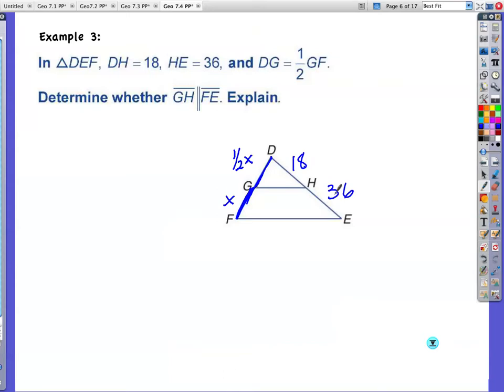Isn't this half of this? And this is half of this. So they have to be proportional. So I would just put in my own words: I say if this DH is half of 36 and DG is half of the GF, then they are both proportional and therefore my lines are parallel.